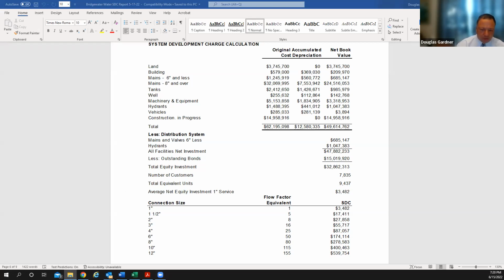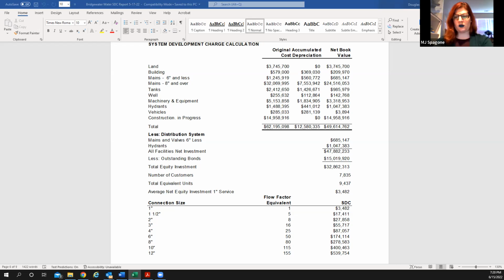And I believe it ends at $40 for a 2-inch connection, up to $580 for a 10-inch connection. And if you have a private hydrant, that's $250. And those are annual fees. And we'll be making recommendations to increase those fees as part of the water rate study, which we're going to discuss after the system development charge.